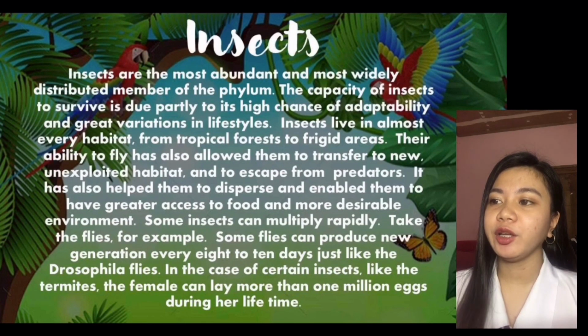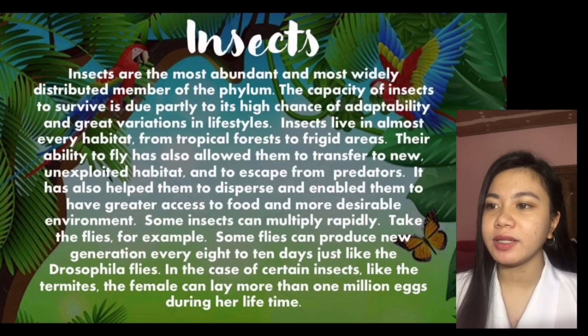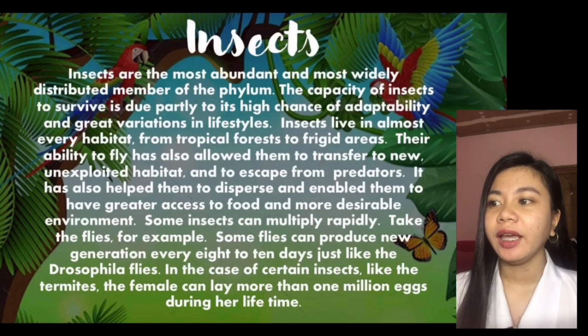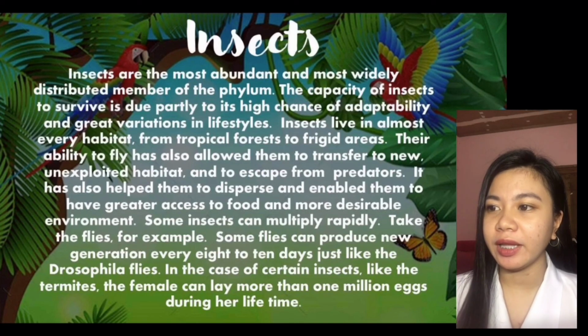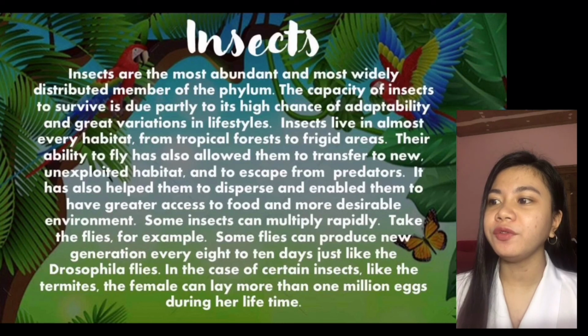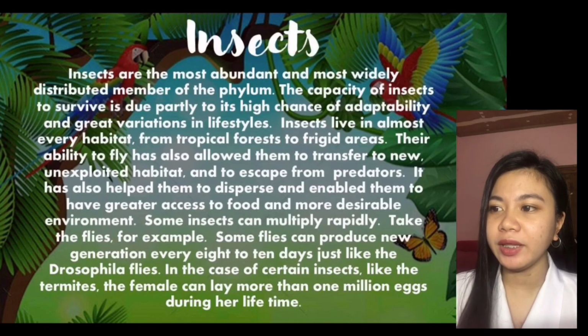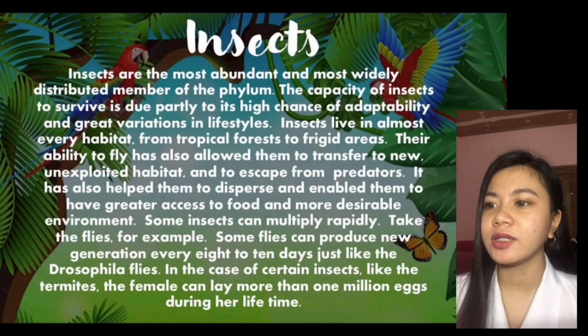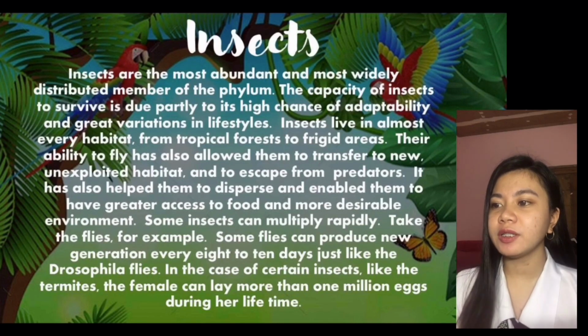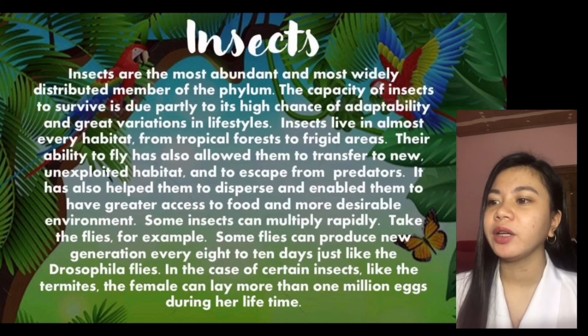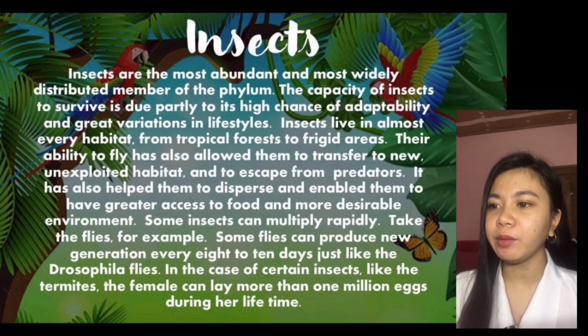Insects. Insects are the most abundant and most widely distributed member of the phylum. The capacity of insects to survive is due partly to its high chance of adaptability and great variations in lifestyles. Insects live in almost every habitat, from tropical forests to frigid areas. This ability to fly has also allowed them to transfer to new, unexploited habitat and to escape from predators. It has also helped them to disperse and enable them to have greater access to food and more desirable environment.